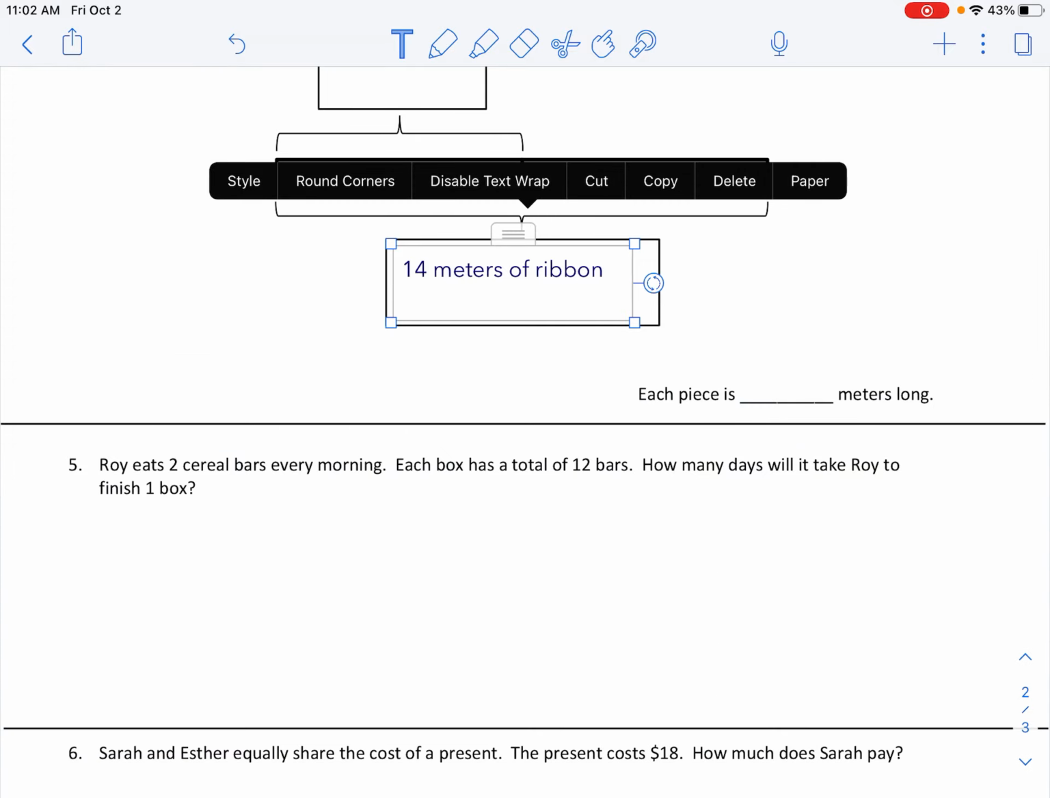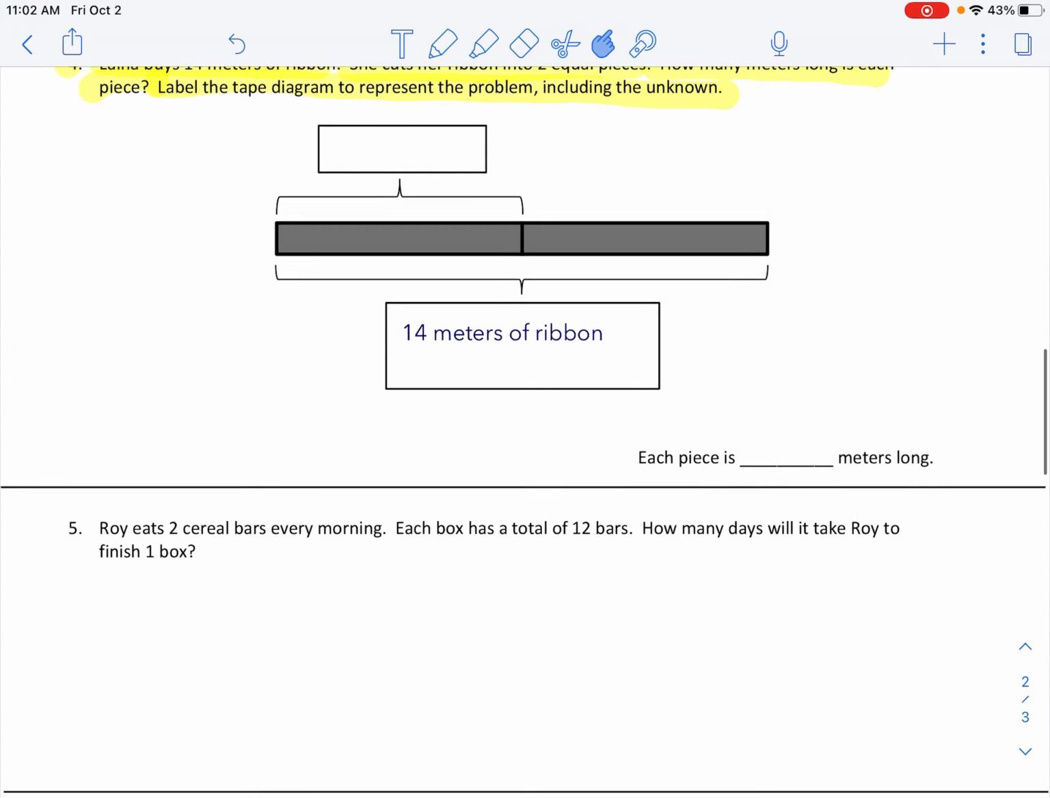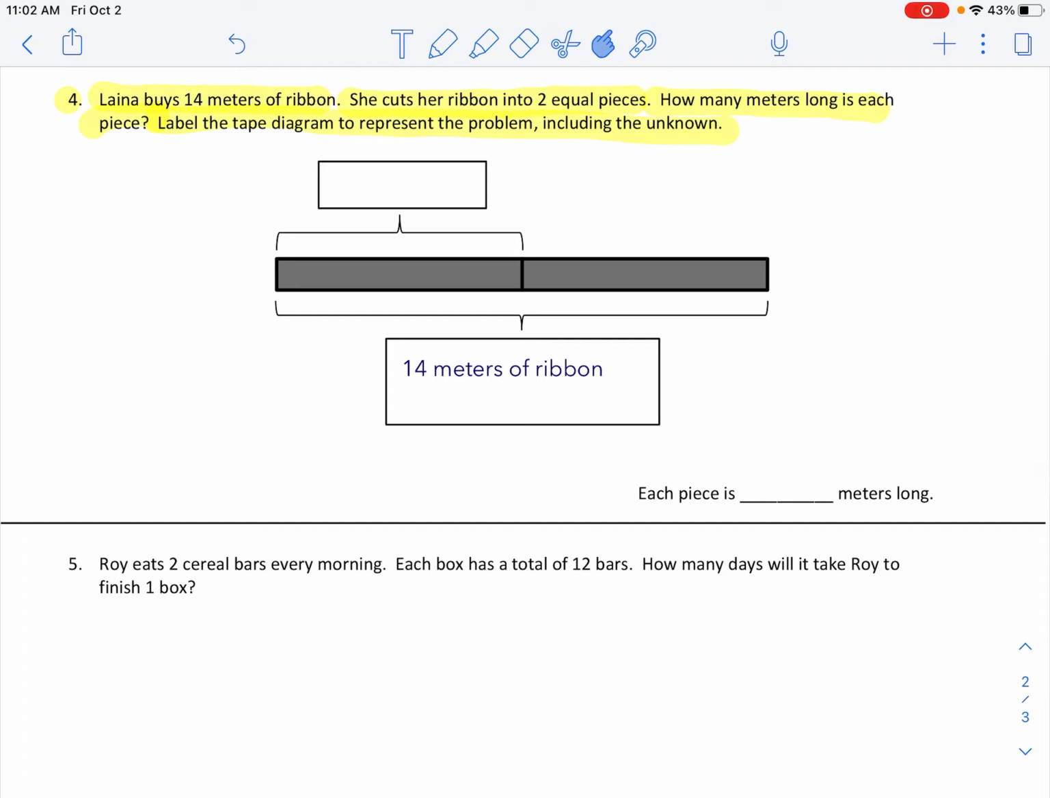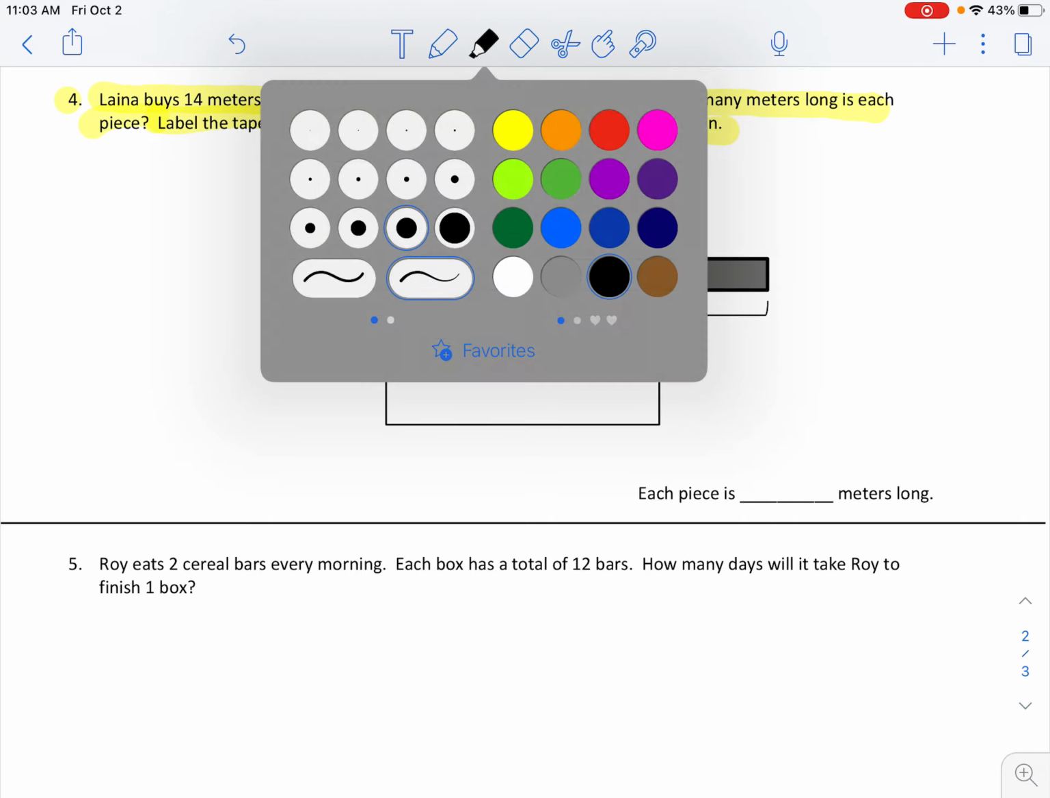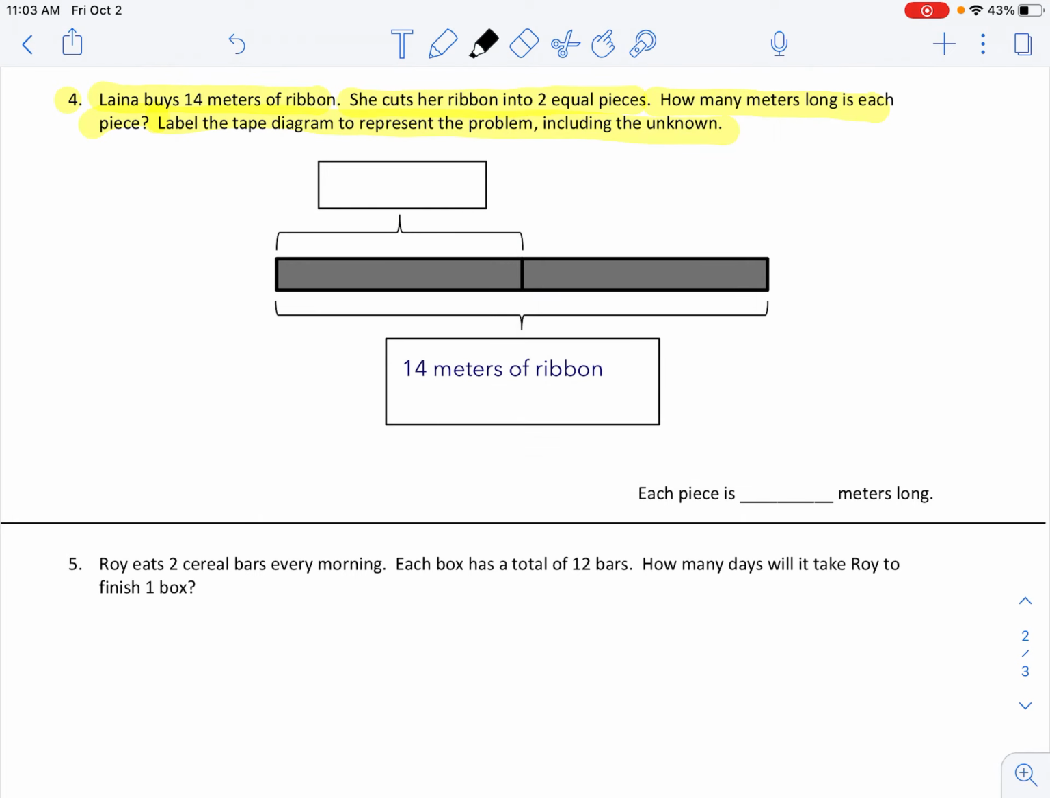What I need to know is how long then, if she takes this ribbon and cuts that 14 meters right in half into 2 pieces, how big is each piece? Well, I'm going to do something a little bit different because if I'm dividing, I'm thinking about splitting that up so I can use a picture to help me figure that out.